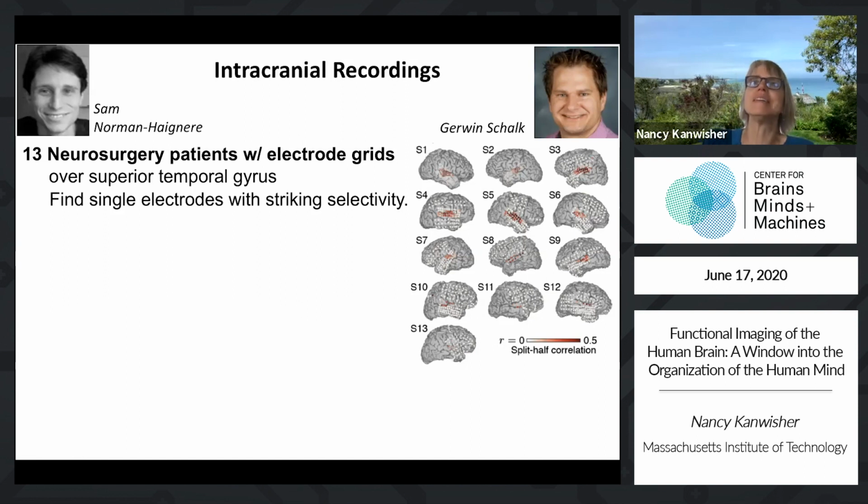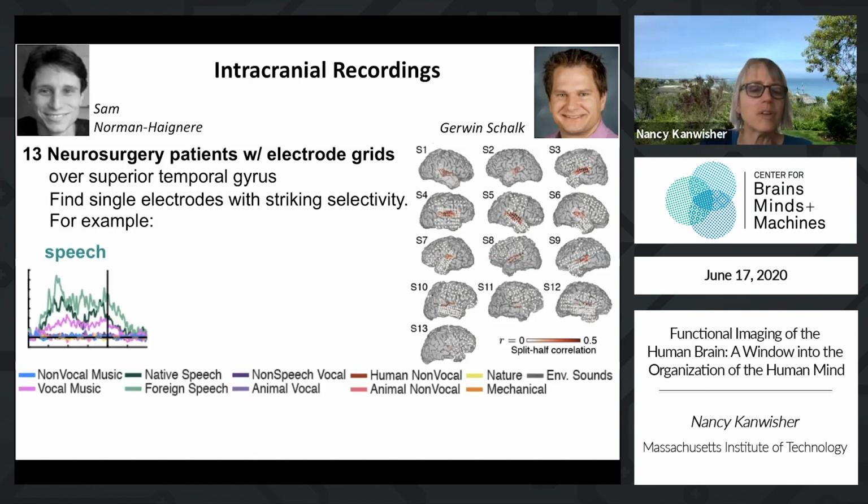And so what we found is, without doing any of the fancy math of factorizing that matrix, just looking at the responses of individual electrodes, here's, for example, one electrode. This is time here, because now with intracranial recording, it's electrical, so we have time information. You can see this electrode responds selectively to speech. The two green curves are the time course of the response to native and foreign speech. And pink, I believe, is vocal music. So that's a speech selective electrode, consistent with what we found with functional MRI.